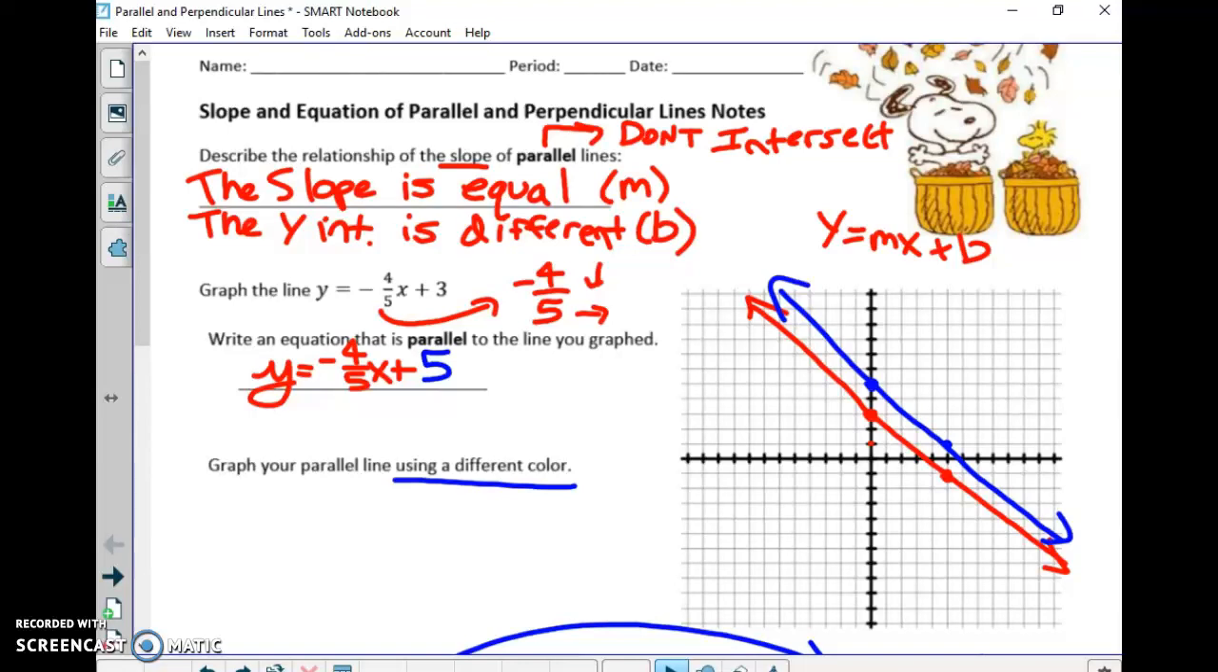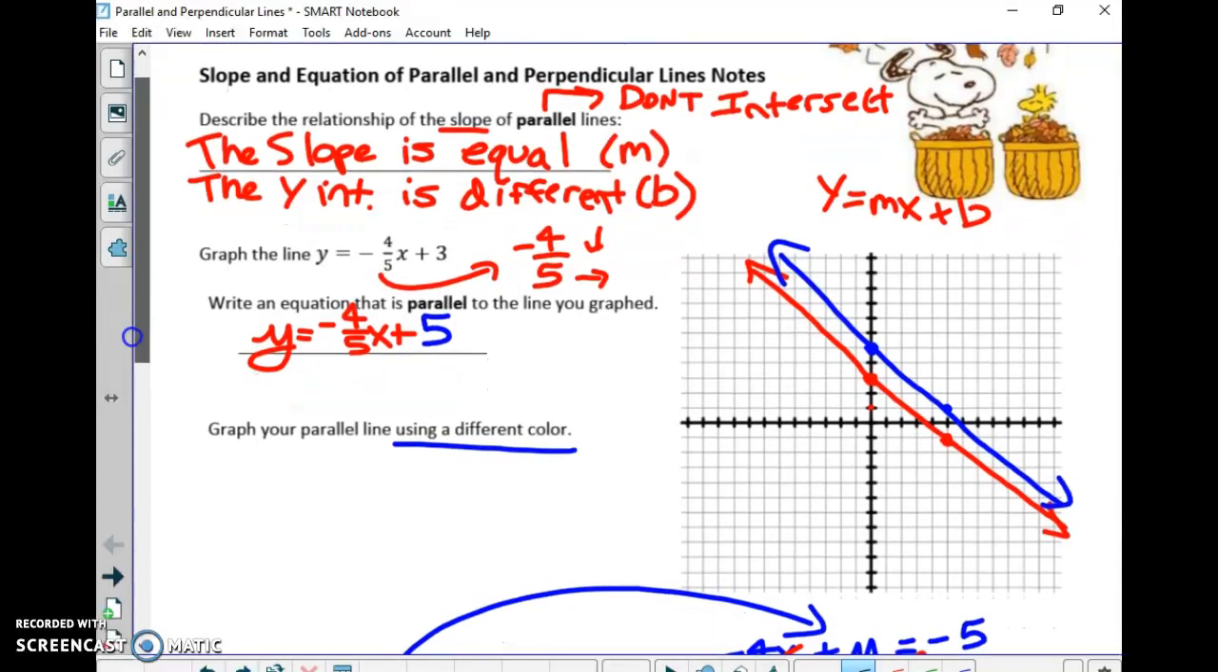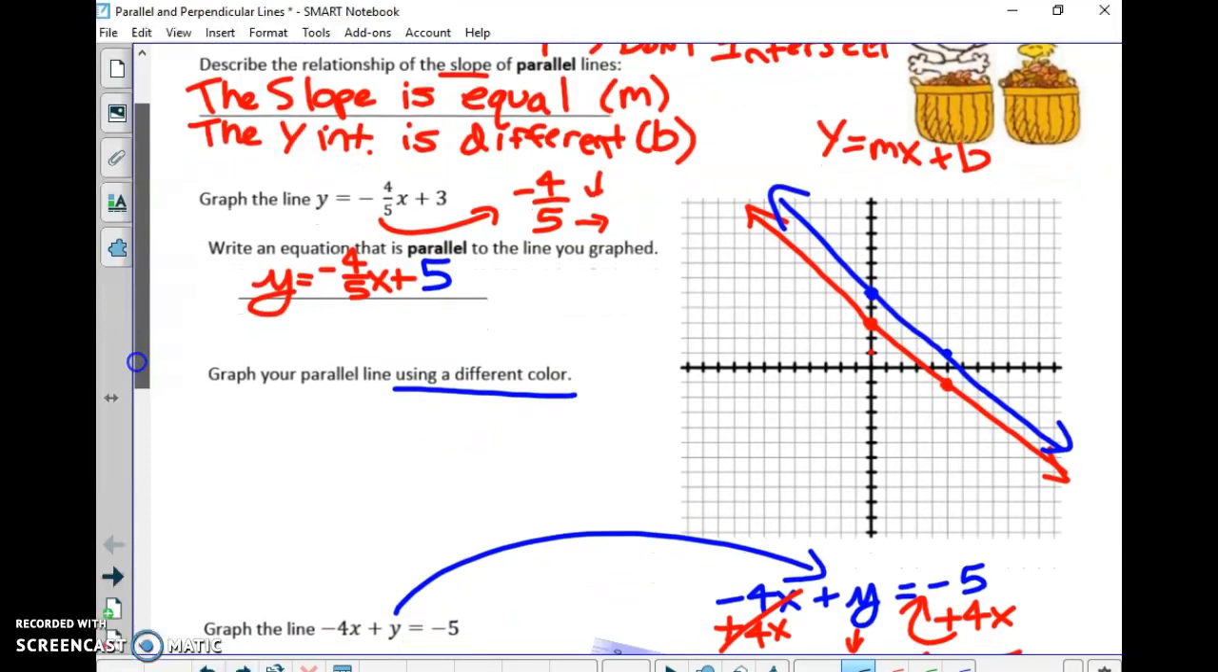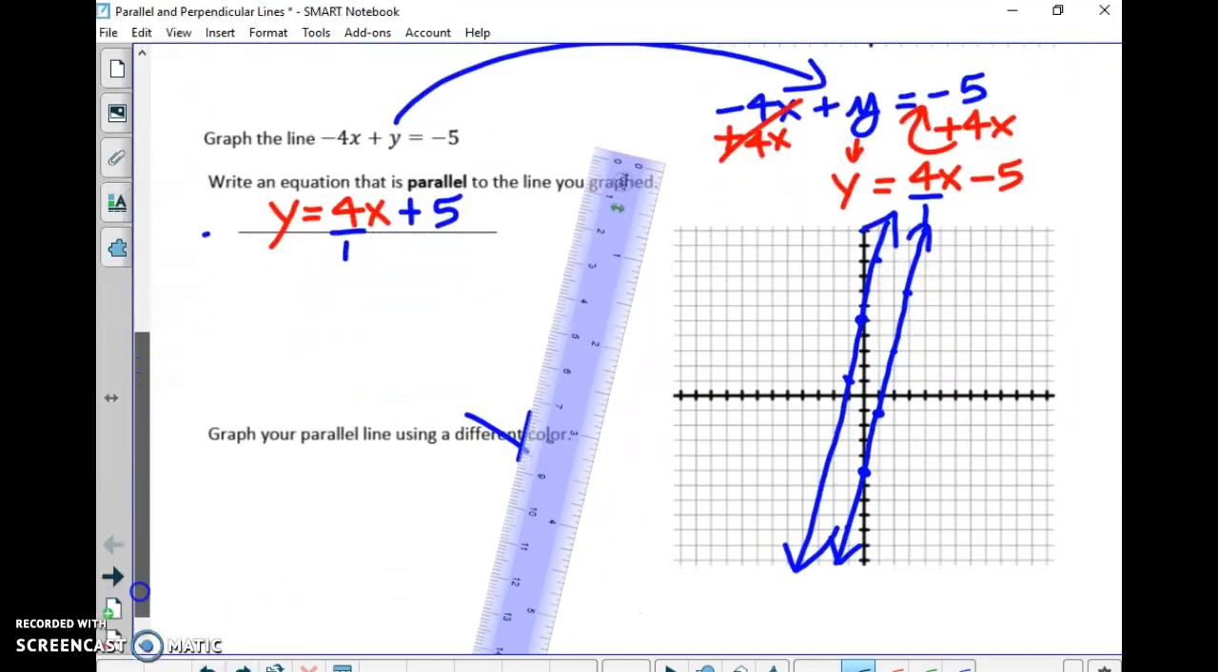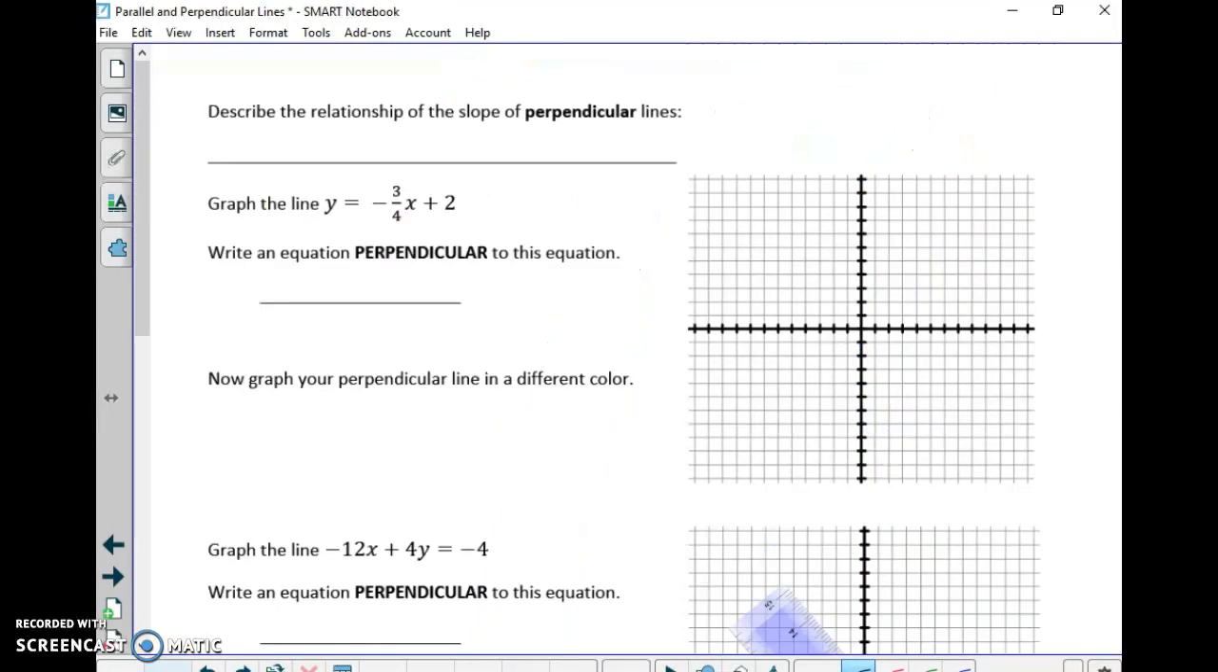So on Friday, we did part of the notes with the Snoop Dogg at the top right. We did the parallel side of these notes. So we knew that if the slope was the same, but the y-intercept was different, that would give us a parallel line. We did 2 examples of that. And now we are on the back side.